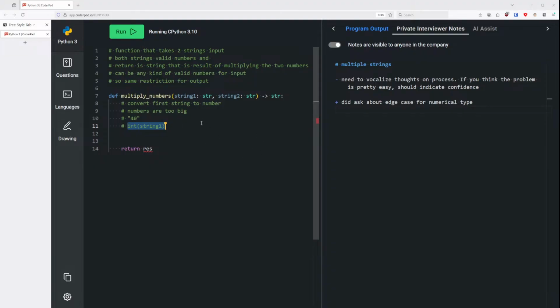What I'm also going to tell you, just to make things a bit simpler, is that I'm going to restrict the numbers now to be only integers. So we'll make that restriction for now.